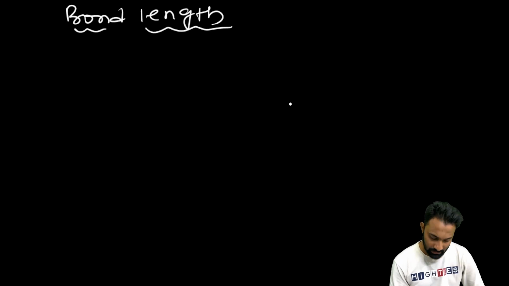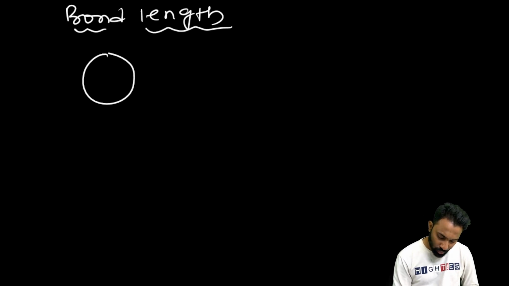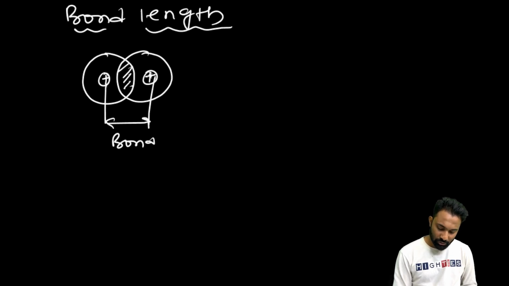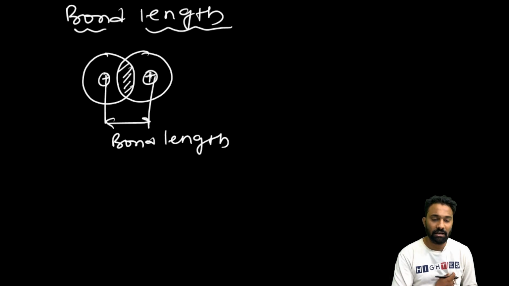Next we are having bond length. Already I explained to you very clearly in the basics how the bond length is formed. See, when the 2 atoms are overlapping, from the nucleus of one atom to the nucleus of the other atom, this length we call a bond length. Here they are forming the stable bond, right? Due to this overlapping they are forming the bond, and the distance between that bond we call a bond length.